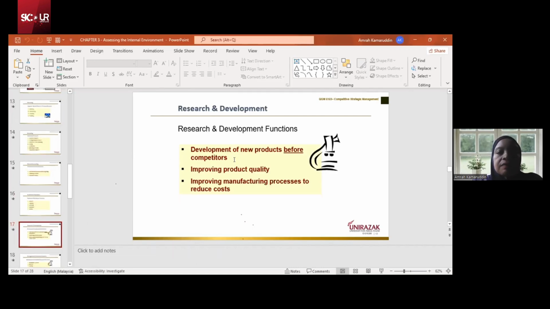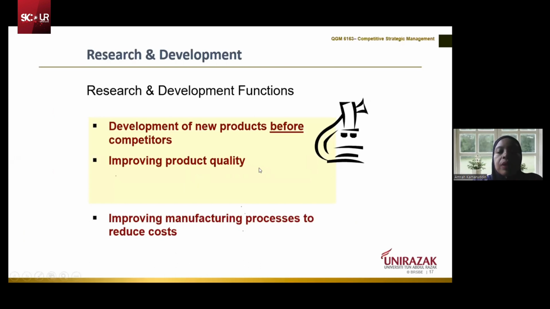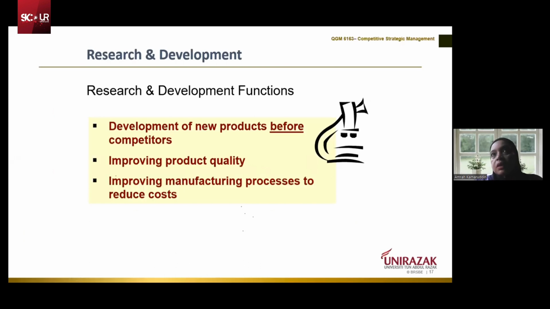Okay, and then this is R&D. R&D is more towards how to develop new product. You need to have better features as compared to the competitors. This is actually our research and development. Improve the cost, improve the quality.